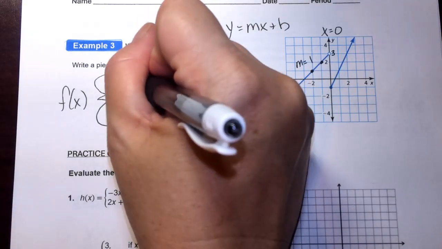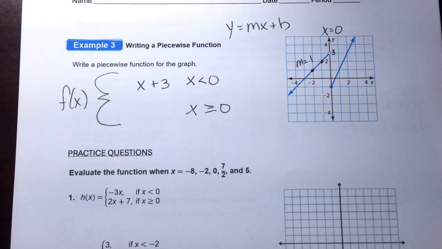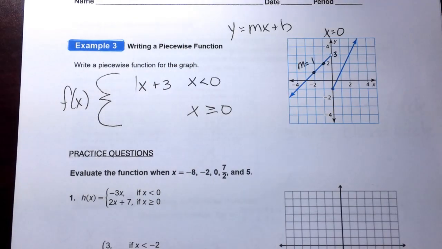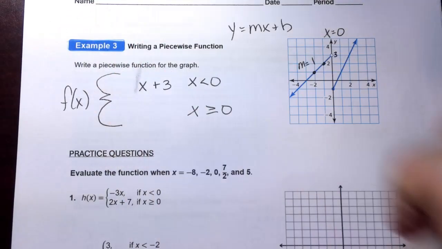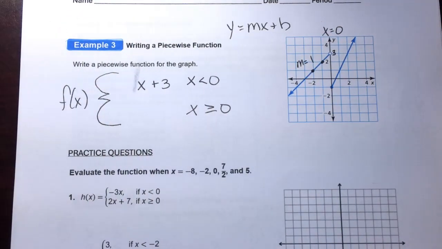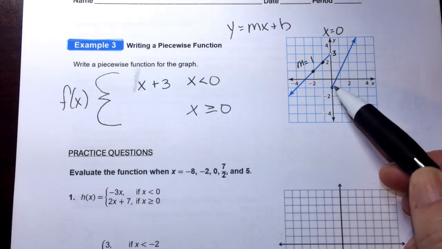So if we have 1 for our slope, it is not necessary to write it. Remember, if there is none, there is 1. If it makes you feel happy to put a 1 right there, go for it. But I'm erasing it. All right, moving on. So we're going to do the same thing.